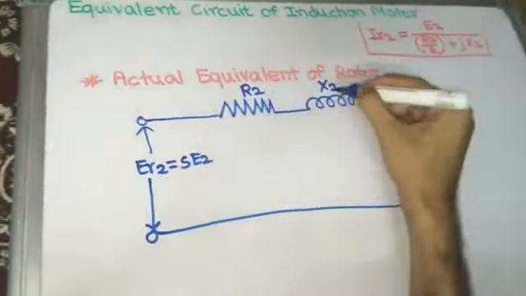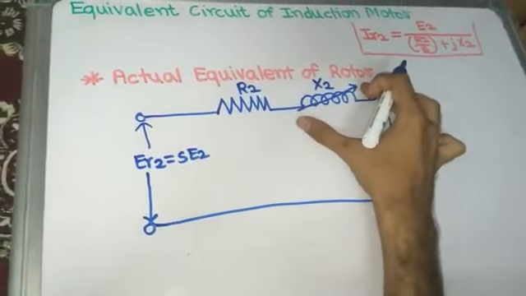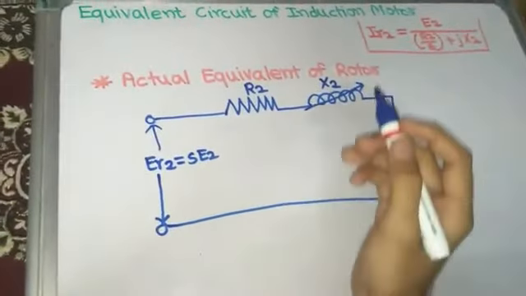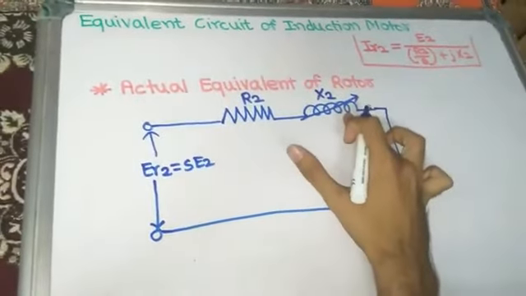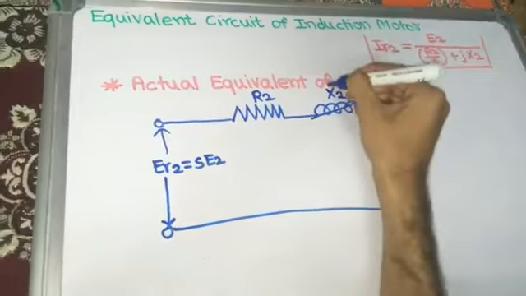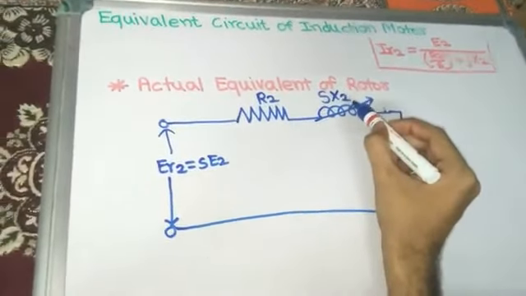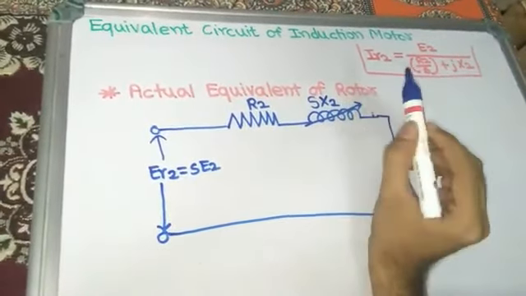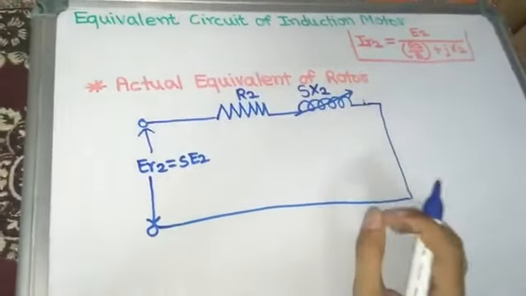Rotor leakage reactance X2 is varying continuously with the change in value of slip. Until the slip S becomes constant, this reactance of rotor per phase is varying with slip. So here we can say that rotor reactance X2 depends on slip, so it is S into X2, and this rotor reactance is variable in the actual equivalent circuit of rotor.